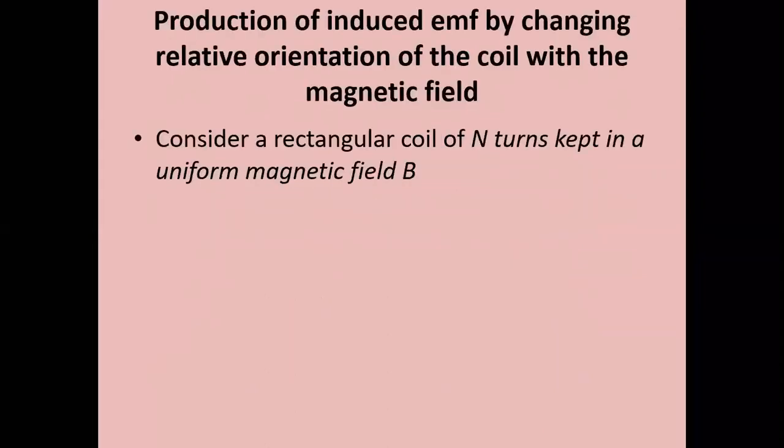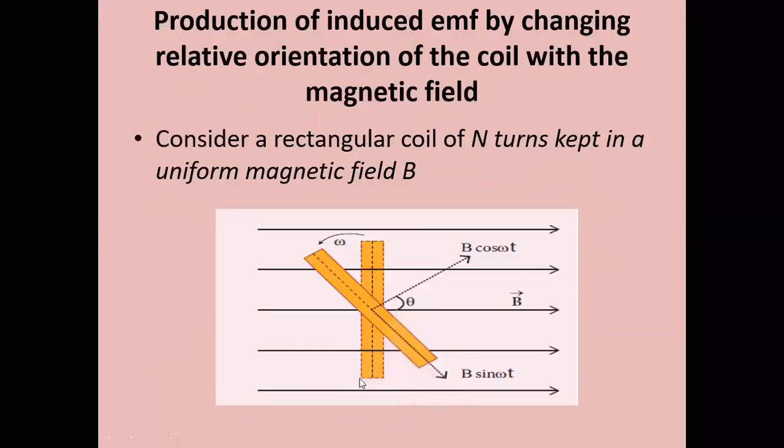So for that we are going to consider a rectangular coil which has N number of turns. This is a rectangular coil having N number of turns. This is kept in a uniform magnetic field. The uniform magnetic field is represented by parallel lines. So we have considered a coil of N turns kept in a uniform magnetic field.